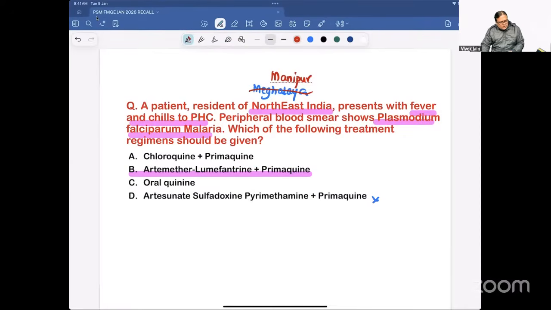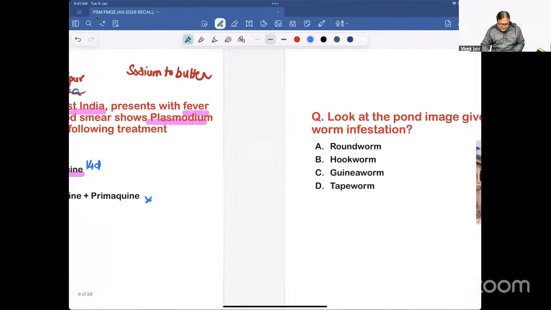Okay, adding sodium to butter is fortification. Dr. Abhishek, I was not having that question. If you are adding sodium to butter, you'll have to give me other choices. You only gave me fortification, that looks right.